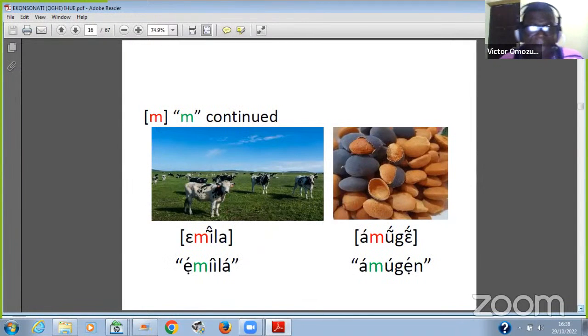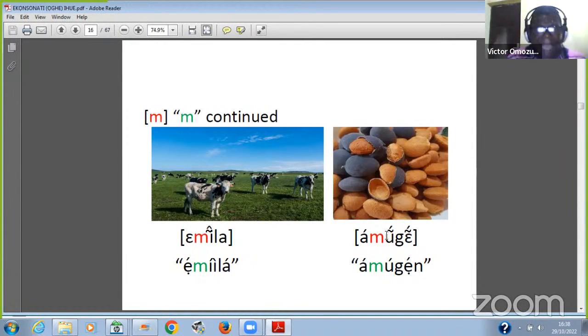Then we have it in Emila, where the E sound after the mi is automatically nasalized. And then you have it in Amuge, that's the fruit there. So you can see that any oral vowel cannot be found in the environment, that is, when that vowel immediately follows a nasal consonant in Edo.